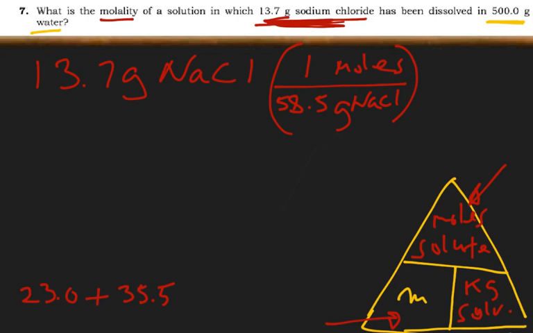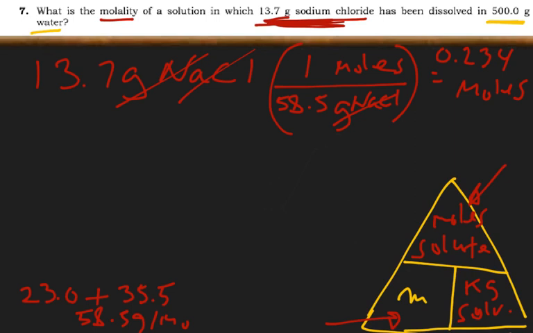So with my 58.5 grams per mole as my GFM, I can now convert this to moles. I'm going to multiply across. My grams and grams are going to cancel. So 13.7 times 1 is 13.7. I'm going to put in my calculator 13.7 divided by 58.5. That's going to give me approximately 0.234 moles. So that's my moles of solute, moles of NaCl. That's part of my problem done.